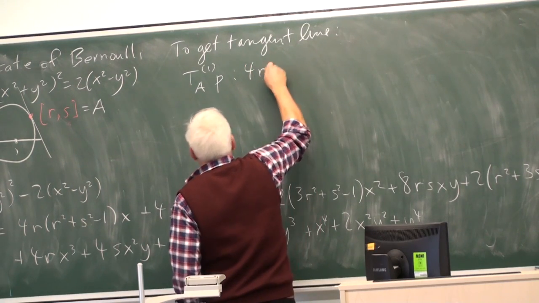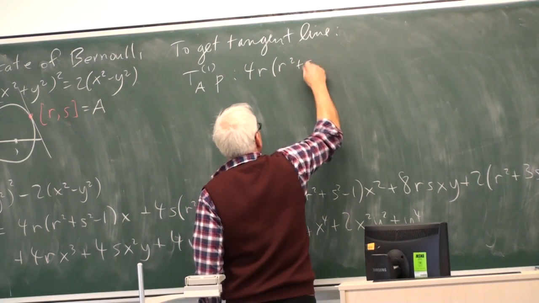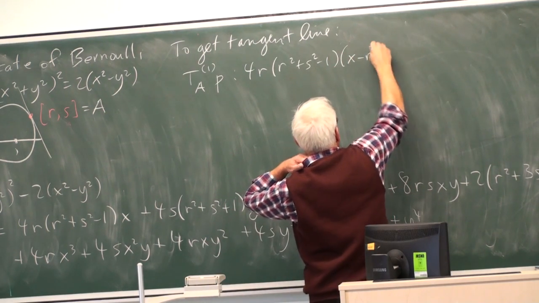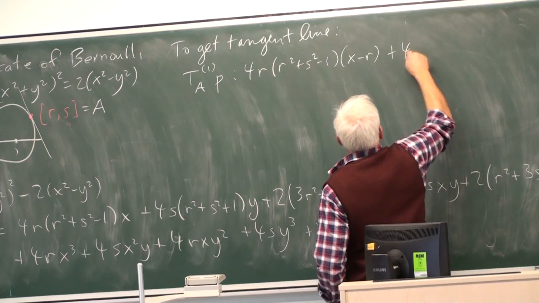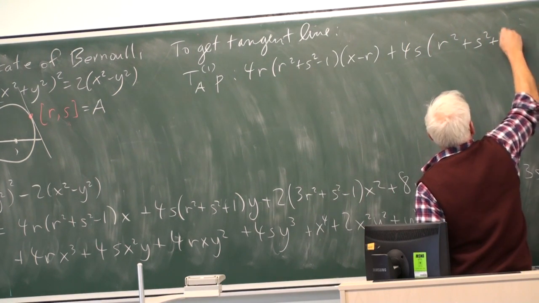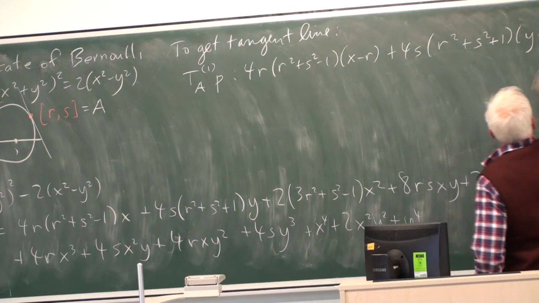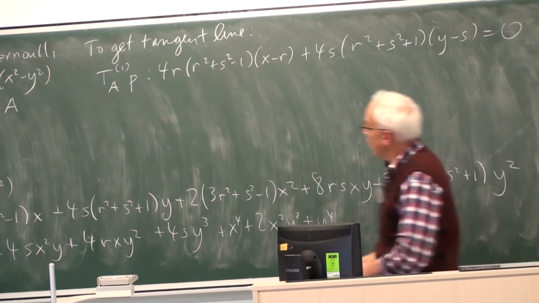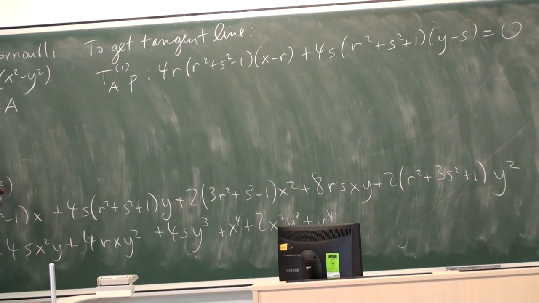So it's going to be 4r(r squared plus s squared minus 1), and we have to translate back, so x minus r, plus 4s(r squared plus s squared plus 1) times y minus s, equals 0. And that's going to be the equation of this tangent line right here, T sub 1 at the point A of P.